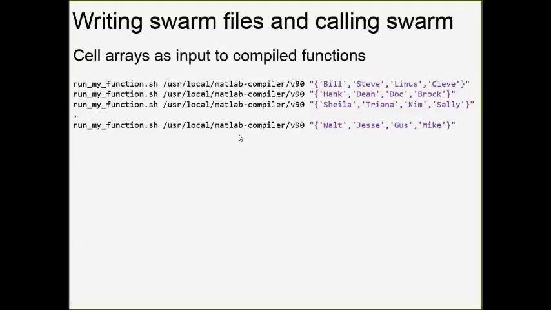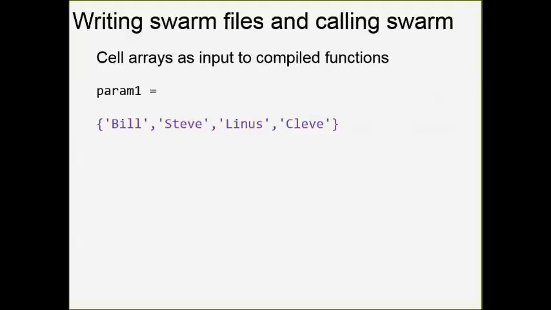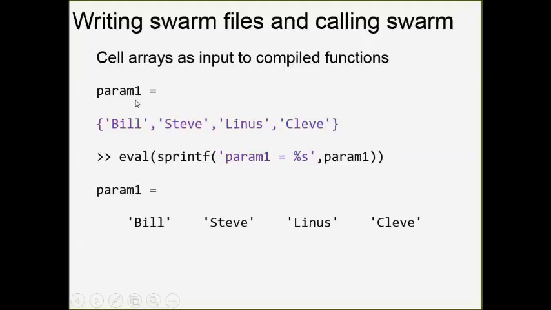Then you've got a similar problem. Once again, you get back into MATLAB after calling your swarm file, and you have to be able to interpret this string as a cell array. Once again, that trick that I showed you before is going to work for that. So eval sprintf param1 equals the contents of param1. That's going to give you back the cell array.